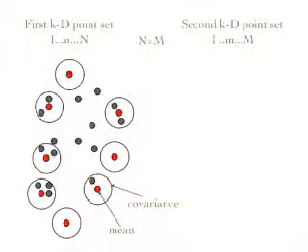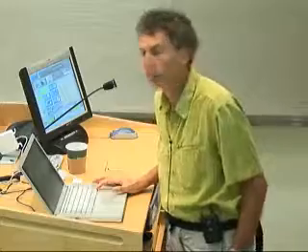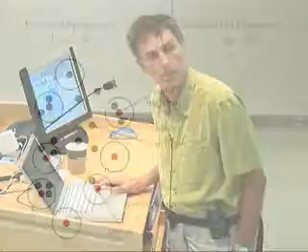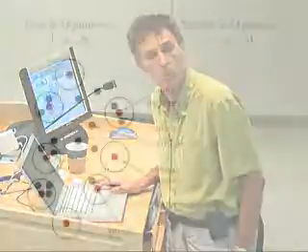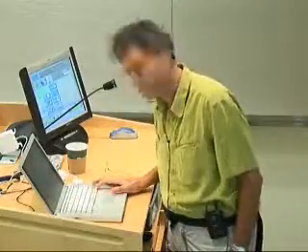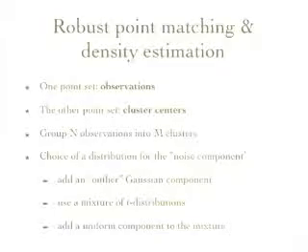Then each point in the second set is the mean of a cluster, and we have a covariance that represents the size and the shape of the cluster. Then we have to decide whether the points from the first set are inliers or outliers. Sometimes there are multiple matches and also empty classes or empty clusters. These are the kinds of things that we want to solve. So we put this into the framework of robust point matching.